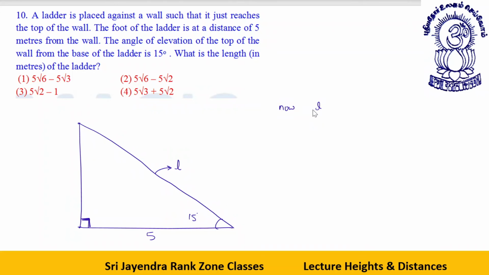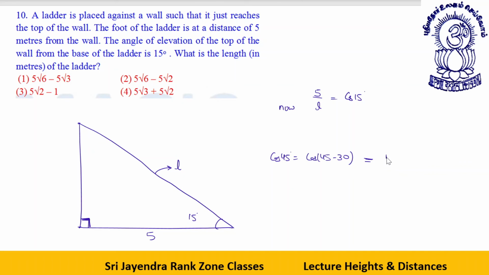This is L, and the 5 is also given to me. So I can say 5 by L is equal to cos 15 degree, or base by hypotenuse is equal to cos 15 degree. So I can say 5 is equal to L cos 15, or let's find the value of cos 15 degree first. What is cos 15 degree? Cos 15 can be found by cos 45 minus 30.